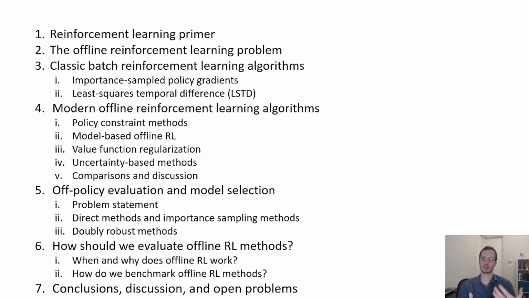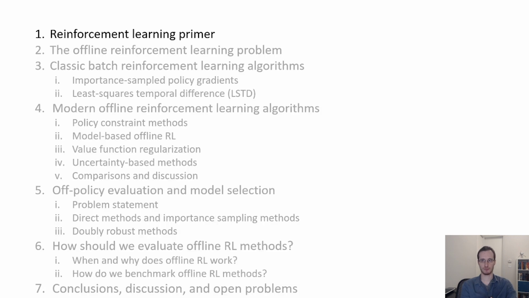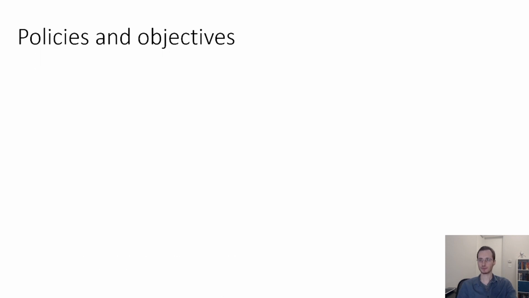Then, overall, we'll describe a number of modern offline reinforcement learning algorithms, as well as methods for off-policy evaluation and model selection. I will then talk about how we should evaluate offline reinforcement learning methods, in which situations we might expect them to work well, and how we can think about benchmarking such techniques. And then overall we'll conclude, provide some discussion, and discuss some open problems in this area. All right, let me start with a short primer on reinforcement learning methods.